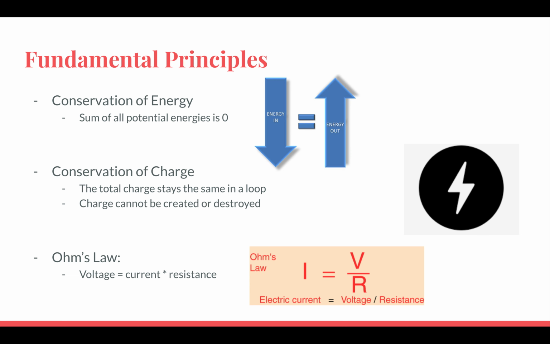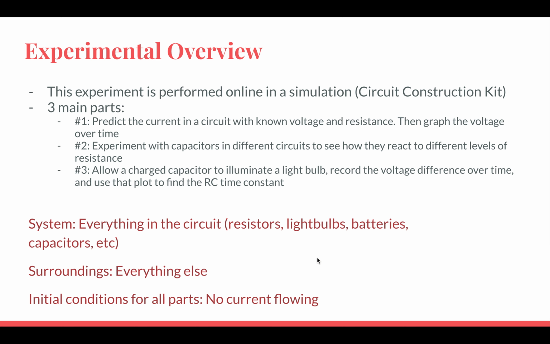Conservation of charge says that the total charge stays the same in a loop. Basically that charge cannot be created or destroyed. And then finally we have Ohm's law, which says that voltage equals current times resistance. And you can rearrange this formula to get current equals voltage divided by resistance, which you can see over here.